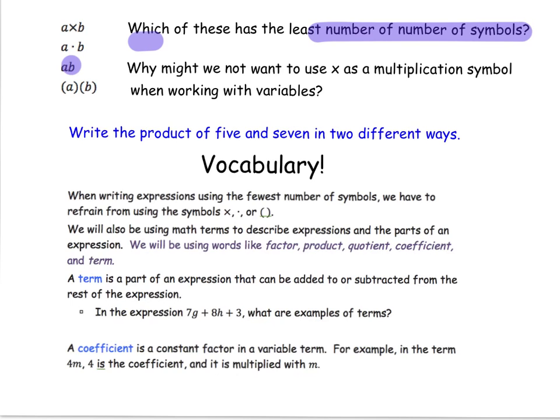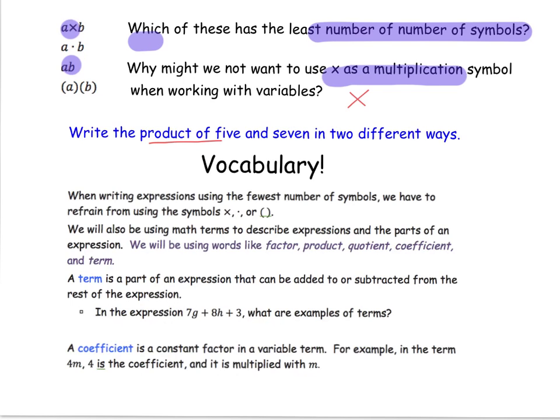So I want to talk about why we don't want to use x. Some of you are still using x as a multiplication symbol when we're working with variables. So why might we not want to use like this one? And I hope you realize that it is because, this is a common sense thing, the x could also be a variable. It is a very, very common variable that we use. So that is why you should not use x with variables as a multiplication symbol.